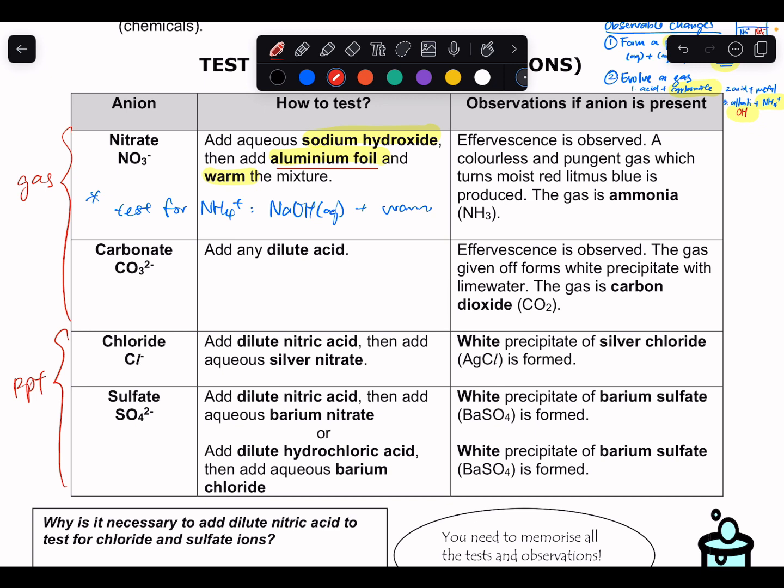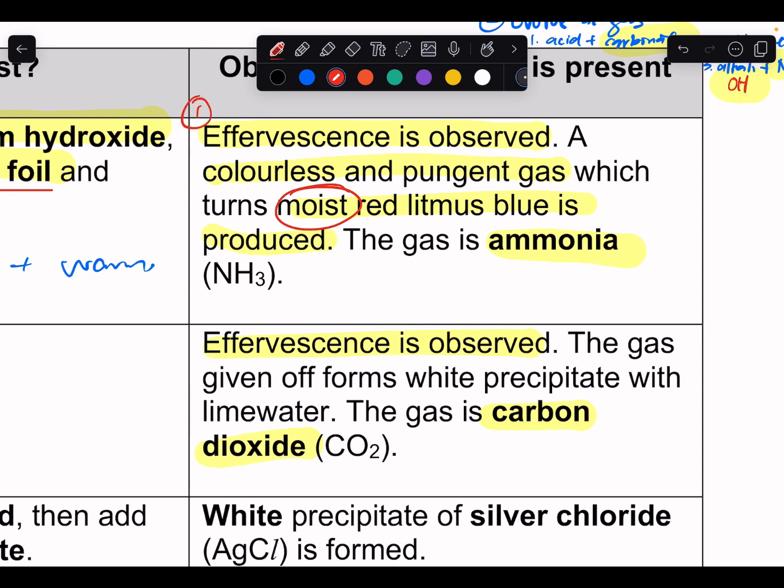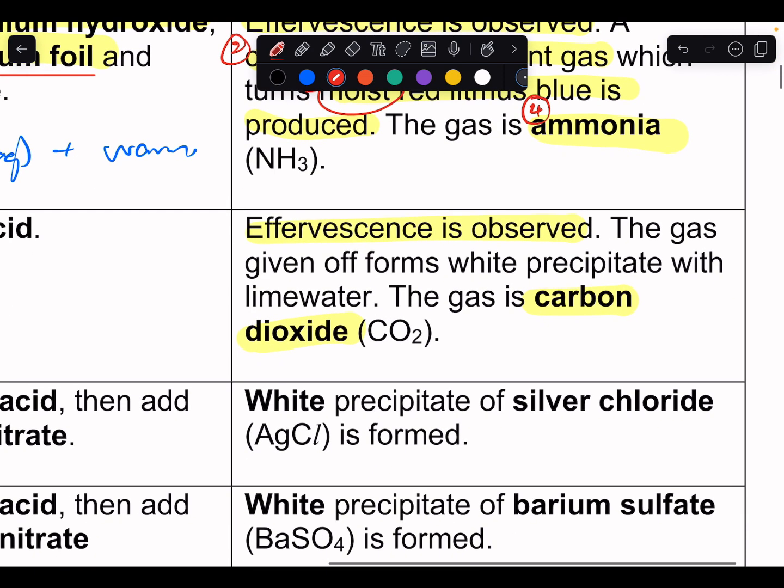Testing for gas, this nitrate one tests for ammonia gas, and carbonate, we mentioned, tests for carbon dioxide. So you need to know how to describe the test for the gas. First step is always to write that effervescence is observed. Second is to state the color and smell of the gas. And then the specific test for the gas. For ammonia gas, you must say that the litmus paper is moist. So first, effervescence. Second, color and smell. Third is the specific test for the gas. Lastly, write the identity of the gas. Okay, so for 1, here we should say a colorless, odorless gas.